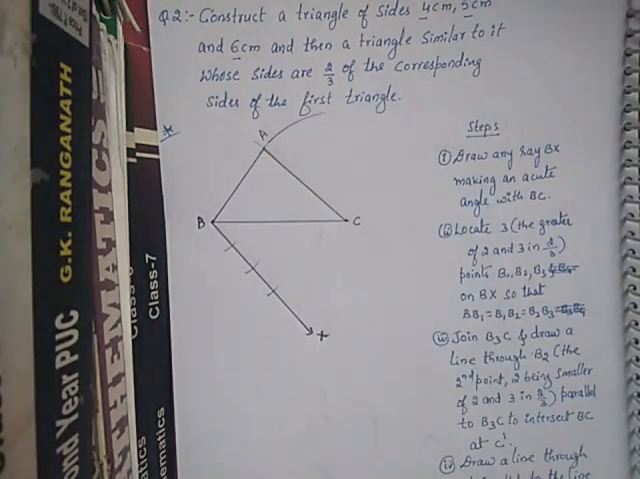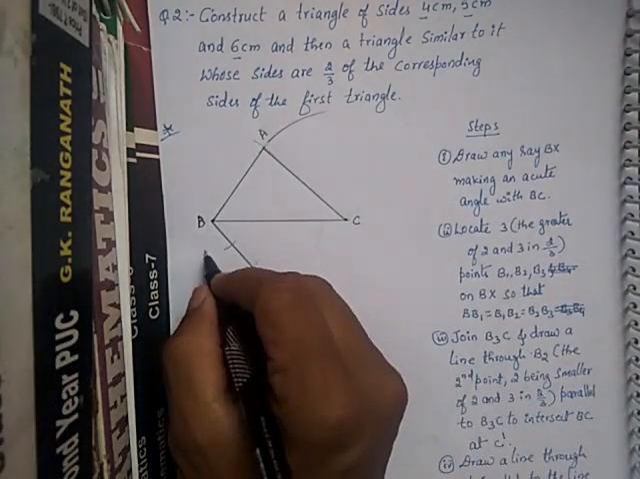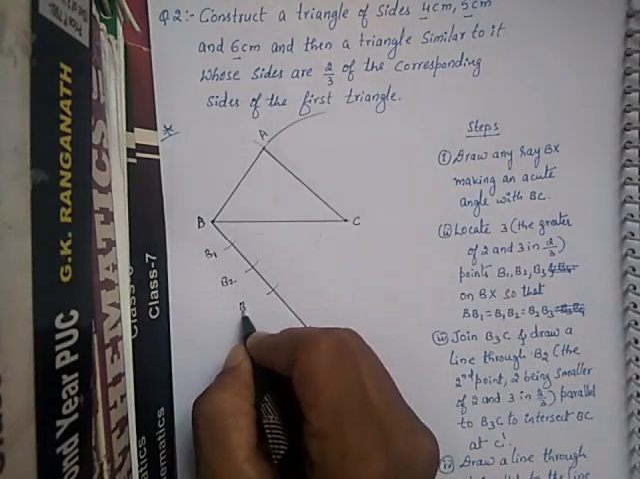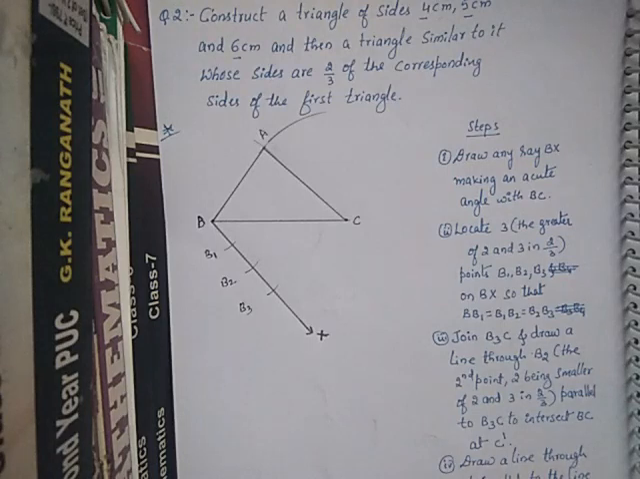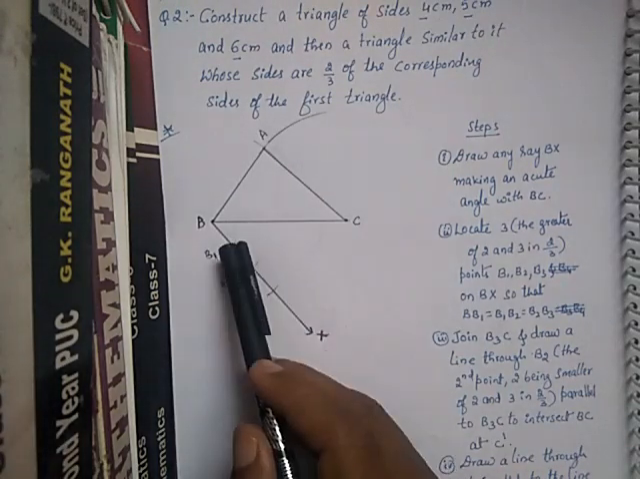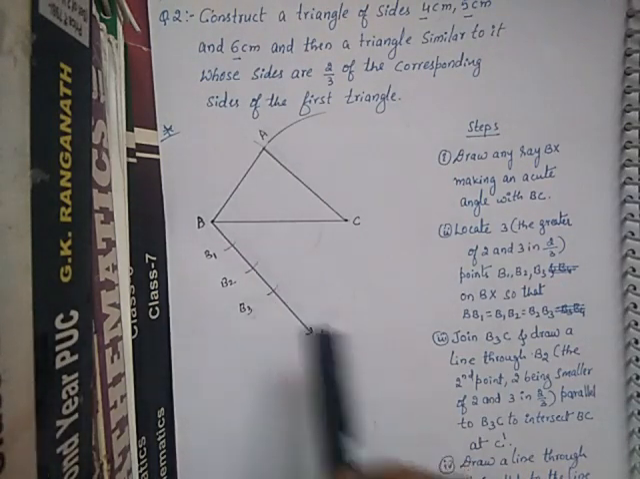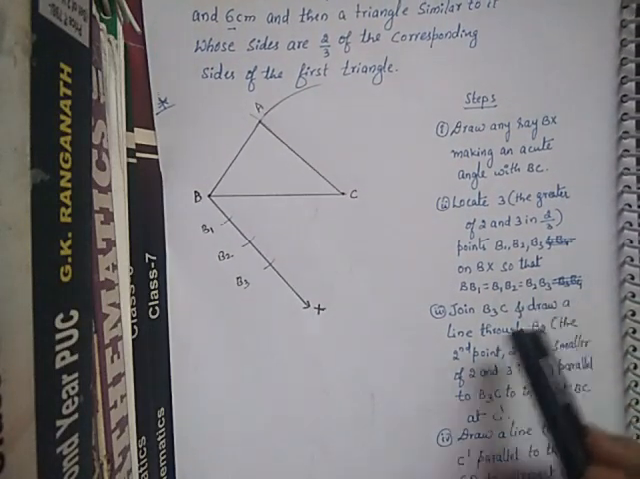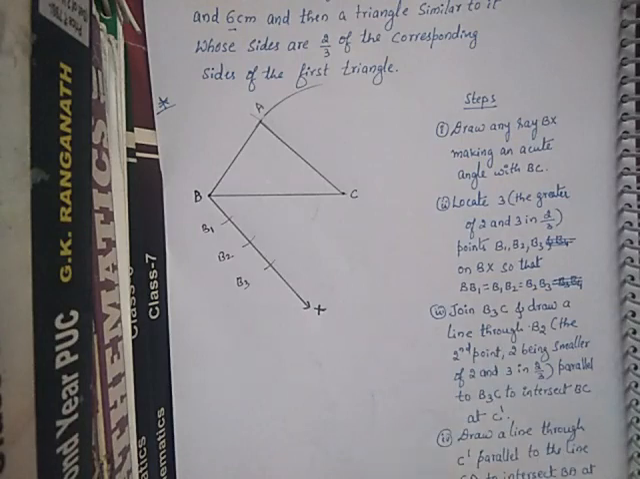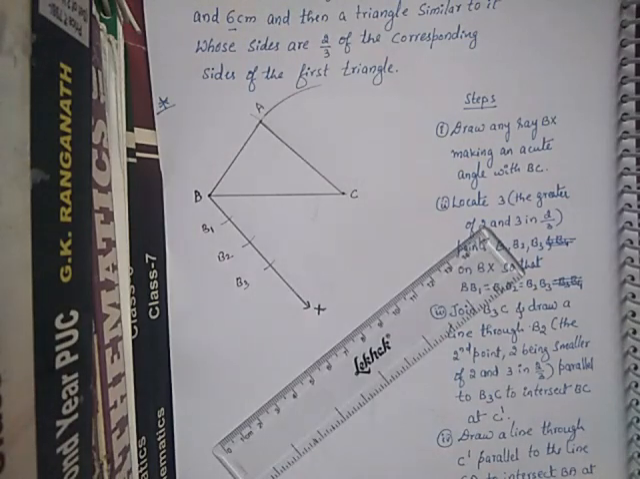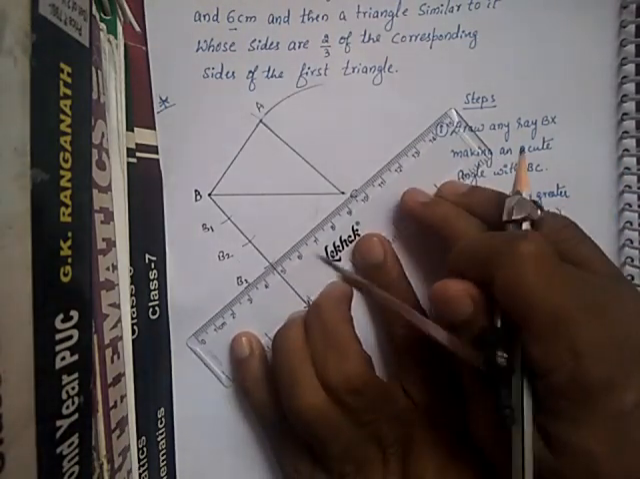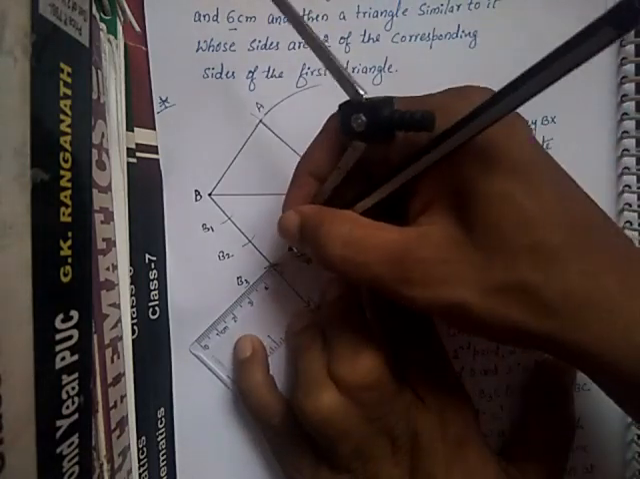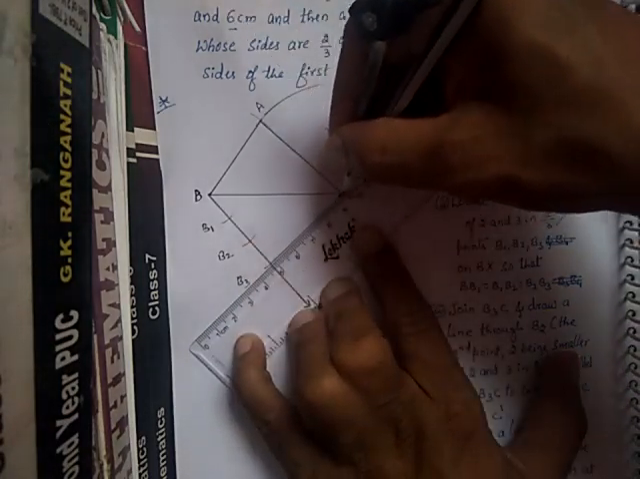So I can give the name for this one, since here it is B, so you can give the name this as B1 and this as B2 and this as B3. So here all are equal, BB1, B1B2, B2B3 are all equal, that I have written here. Next join B3C. B3C means from here to here, last point. So last point is here B3, from here to here you have to join with the help of scale, like this.